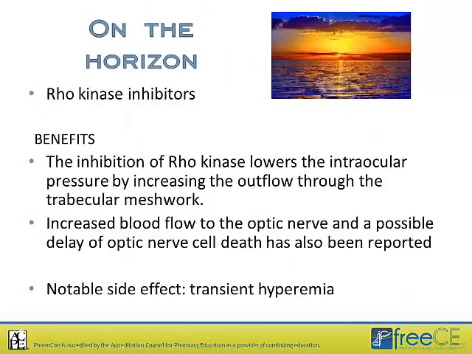On the horizon for drug therapy for lowering intraocular pressure are the Rho kinase inhibitors. And the benefits of Rho kinase inhibitors are they lower the intraocular pressure by increasing the outflow through the trabecular meshwork. They increase blood flow to the optic nerve and possibly delay optic nerve cell death. So on the horizon, we might see some Rho kinase inhibitors.